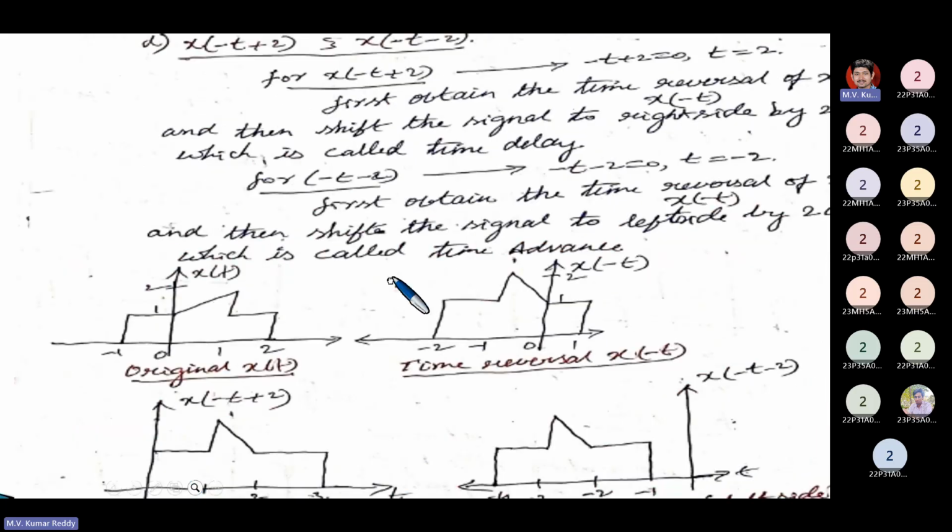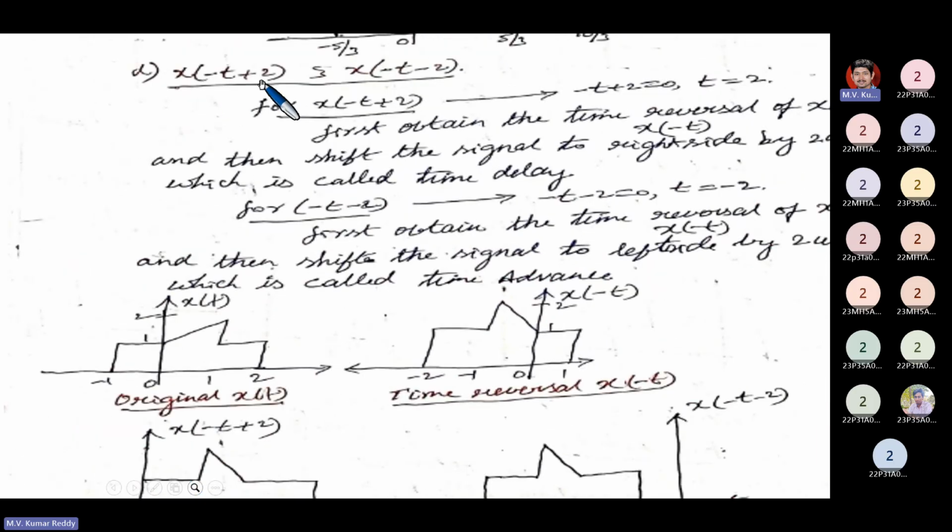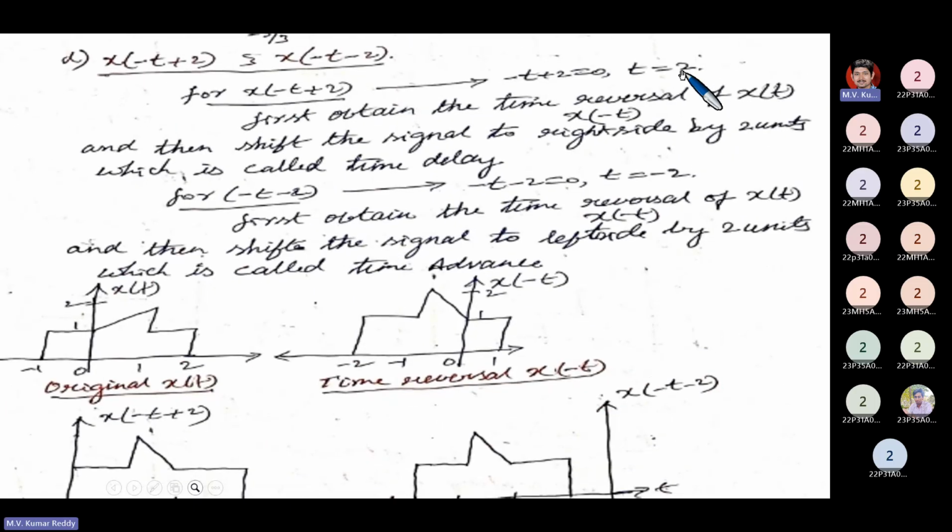Next, what is the remaining portion? Minus t is completed. What is the remaining portion? Plus 2. So completely we have to make it 0: minus t plus 2 is equal to 0, so t is equal to 2. T is equal to 2 means shifted to the right side or left side? Shifted to the right side, by 2 units. So this is called time delay. Right side means time delay, left side means time advance.